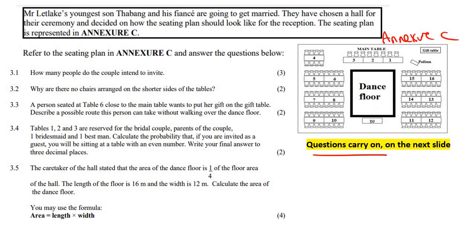Refer to the seating plan. How many people do the couple intend to invite? Okay, now what we can see here is we've got a table where there's 8 people, 8 chairs, 1, 2, 3, 4, 5, 6, 7, 8. Okay, so that's going to be 8. Well, there's 1, 2, 3, 4, 5, 6, 7, 8, 9, 10, 11, 12, 13.